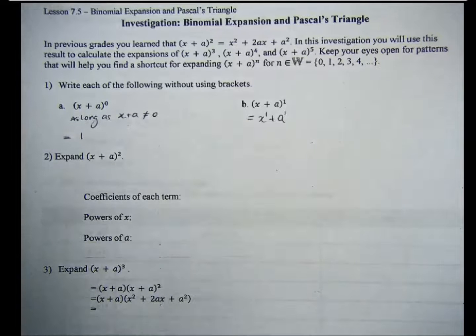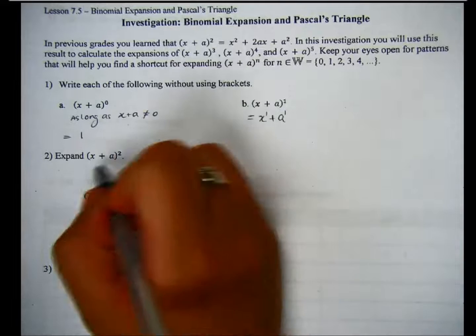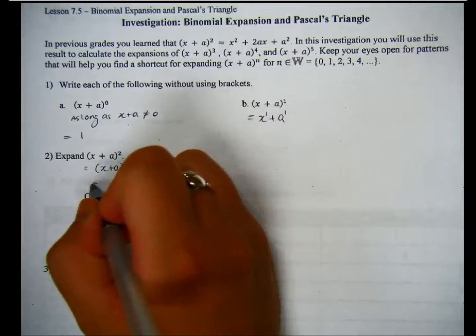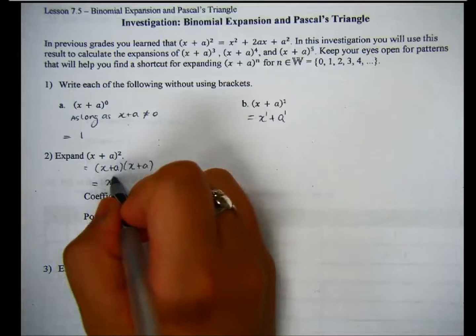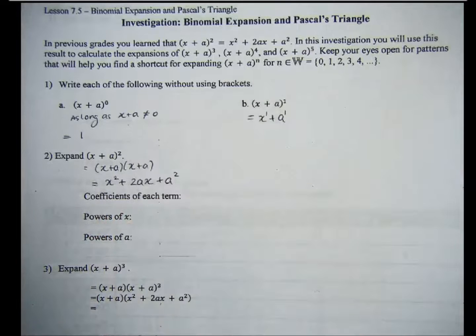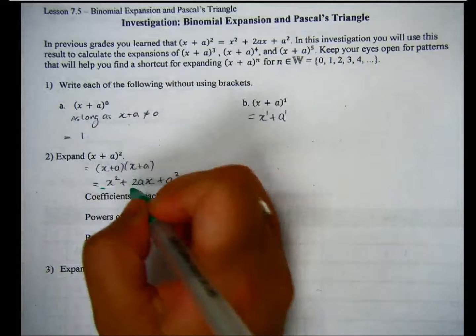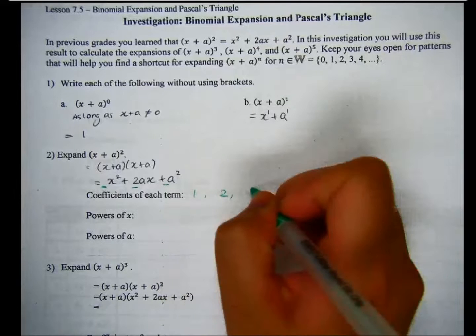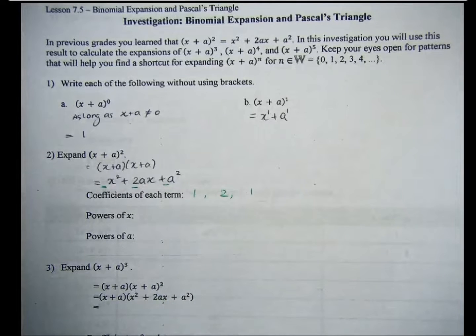All right, for example 2, expand x plus a squared. You know this. It's going to be x plus a times x plus a. So when you expand and collect your like terms, x squared plus 2ax plus a squared. We all agree? Now look at the coefficients of each of the terms. So that means I want the coefficient here, here, and here. So I'm going to go 1, 2, 1. You'll see, it's all part of a pattern.